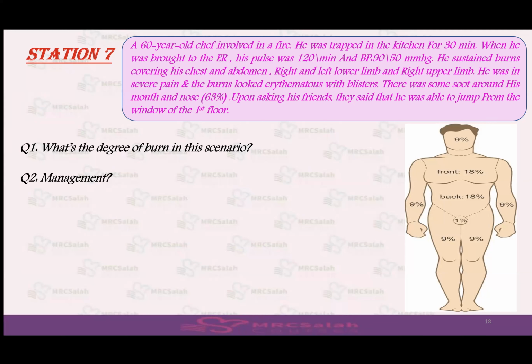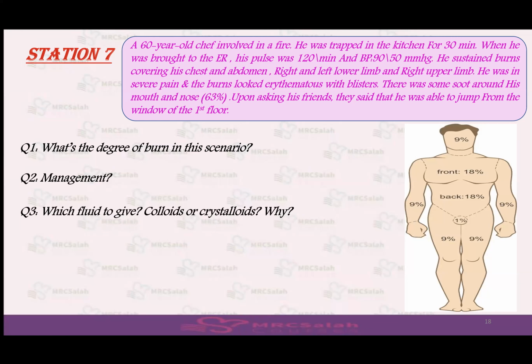I will start with crystalloid according to the Parkland formula: 4 mL multiplied by total burn surface area percentage. Is this the old or the new Parkland formula? 4 is the old one. The new is 2. The new one, 4, is only for electrical burns.